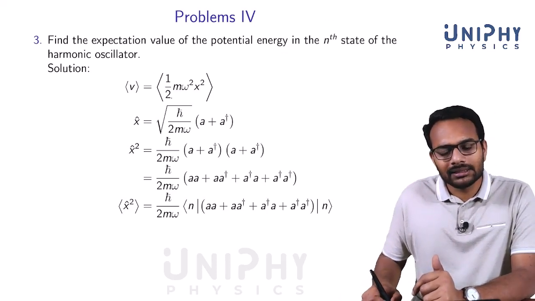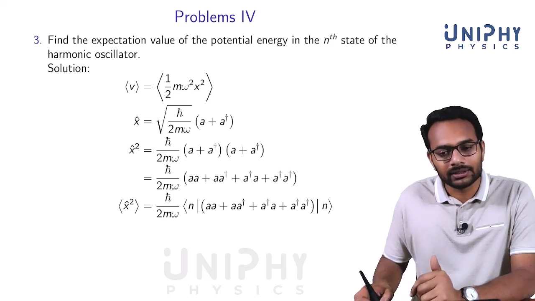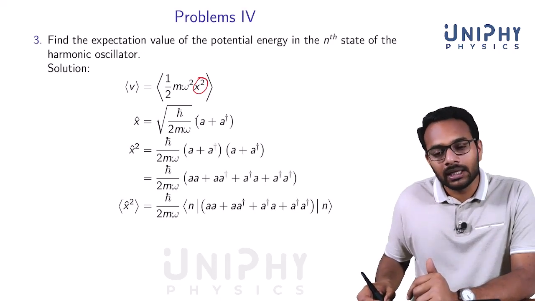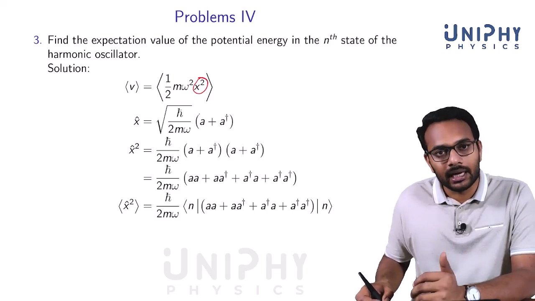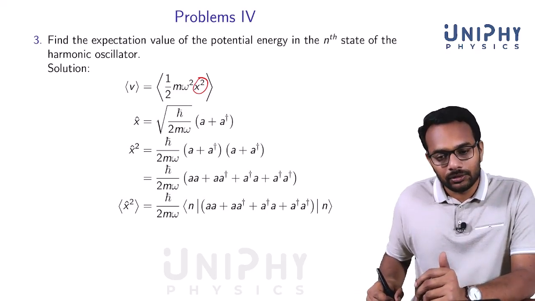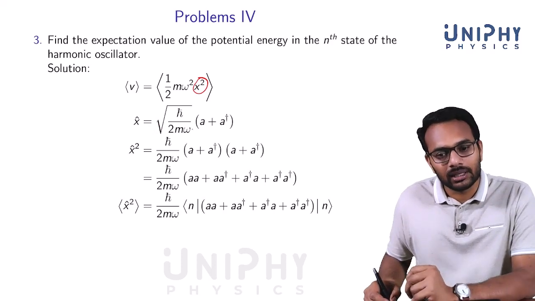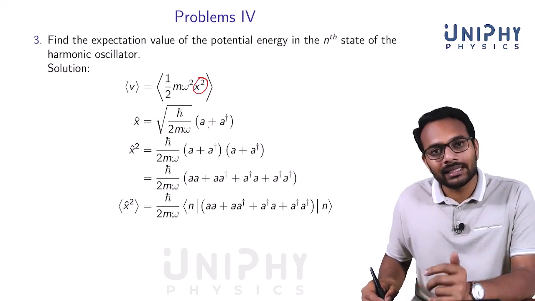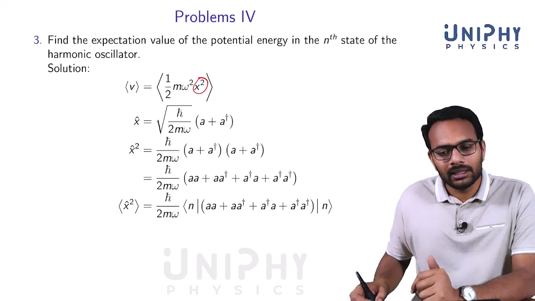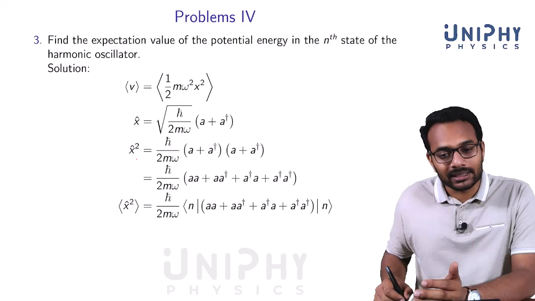This is simply the expectation value of half m omega square x square. Now we write x in terms of the creation and annihilation operator, or the raising and lowering operator. You can look back at the notes. You see that x cap is square root of h cross divided by 2 m omega times a plus a dagger. Similarly, you also have to remember p cap, but here we need only x cap. Now we find x cap square.